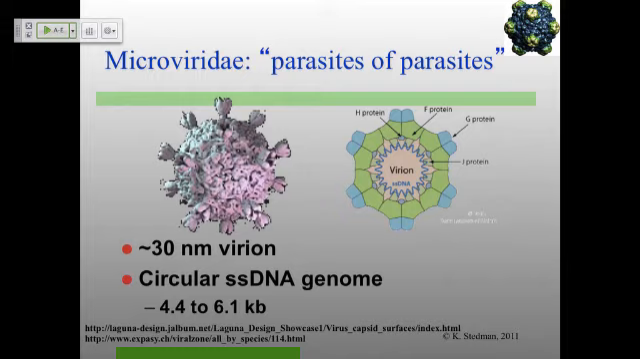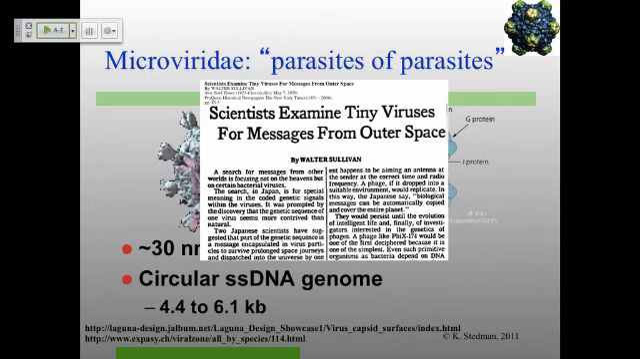And again, these are circular, single-stranded DNA genomes, varying in size from 4.4 to 6.1 kbs. They're relatively small, which again makes sense because the capsids are really pretty small. And so that is a possible reason that you've got these single-stranded DNAs, is you just can package them a little bit better. And of course, I did mention those viruses from outer space. But this is from the New York Times, an article where scientists are examining these tiny viruses for messages from outer space.